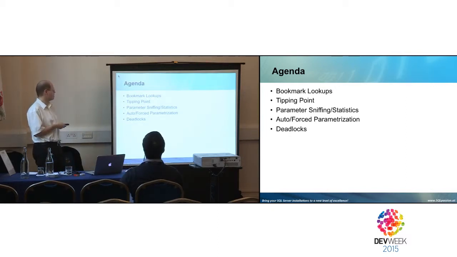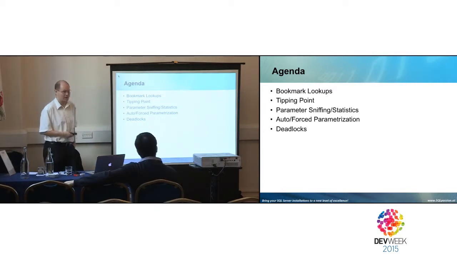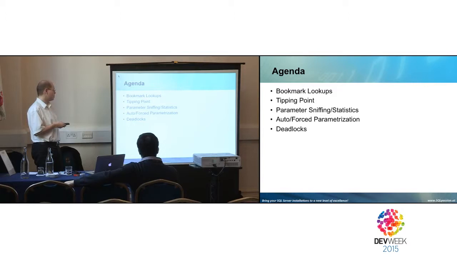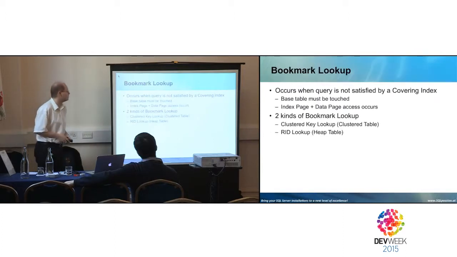We will talk in detail about the so-called tipping point, about a problem in SQL Server called parameter sniffing, inaccurate statistics, how SQL Server deals with parameterization in combination with bookmark lookups, and in the end, if time permits, I also want to talk about some specific kinds of deadlocks that can also occur in SQL Server in combination with bookmark lookups. So mainly, I'm just talking about the various problems that bookmark lookups can have in SQL Server.